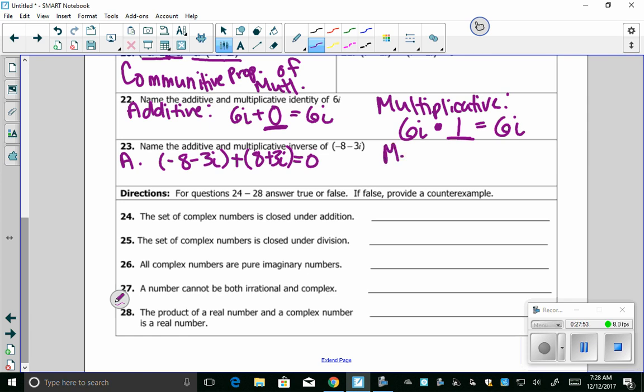With the multiplication, what do I multiply by to get to 1? Well, when I have a whole number like this, all I have to multiply by is the reciprocal, which means you just flip it. So pretend this is over 1 and just flip the fraction. So I'll multiply by 1 over negative 8 minus 3i.